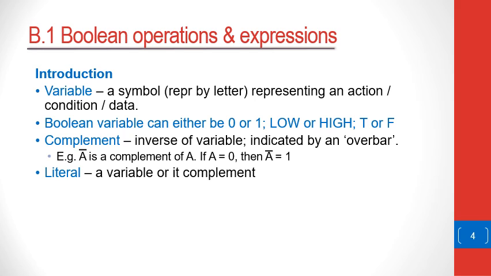And then the other important definition here is a complement. A complement is normally an inverse of a variable, which is indicated by an overbar. For example, A bar is the complement of A. So if the value of A is 0, then A complement is 1. Another common term used is a literal. Whenever a literal is mentioned, it refers to a variable or its complement.